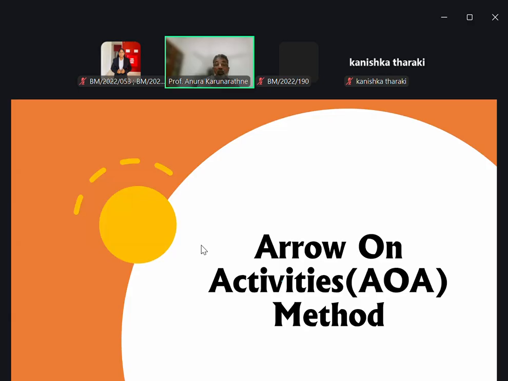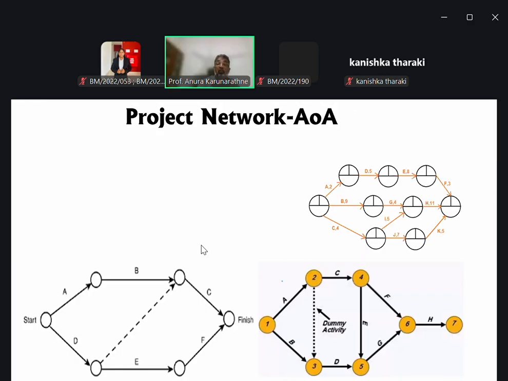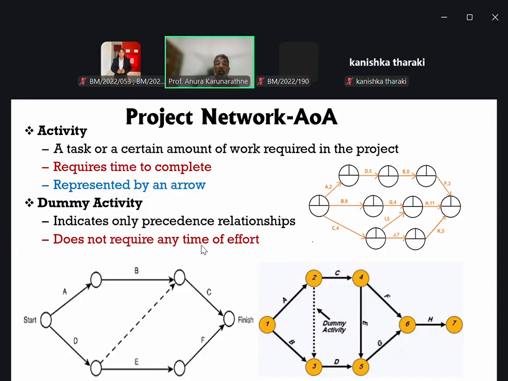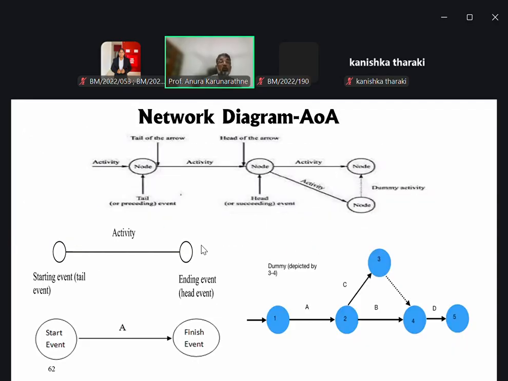Here, arrows on activities. Actually, I included a number of slides here. I'm not going to read them. You have to read it and want to read it, right? It is your duty to read those learning materials, right? As I mentioned earlier, that is head and tail, right? So that part is also important. What is that, right? And head, right?